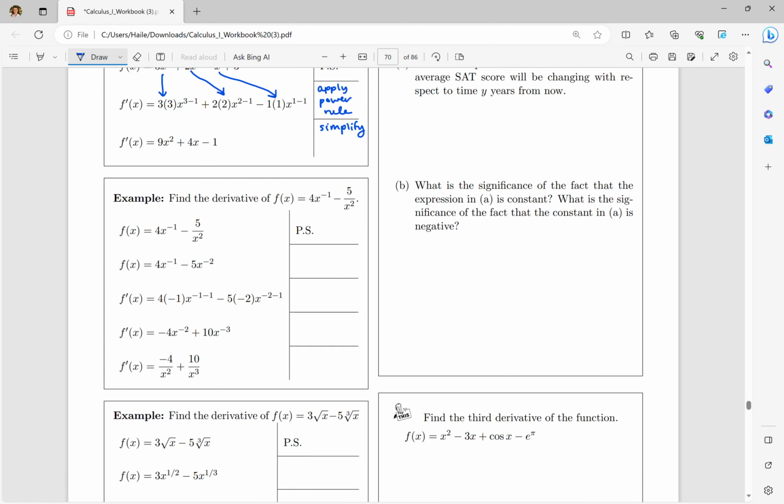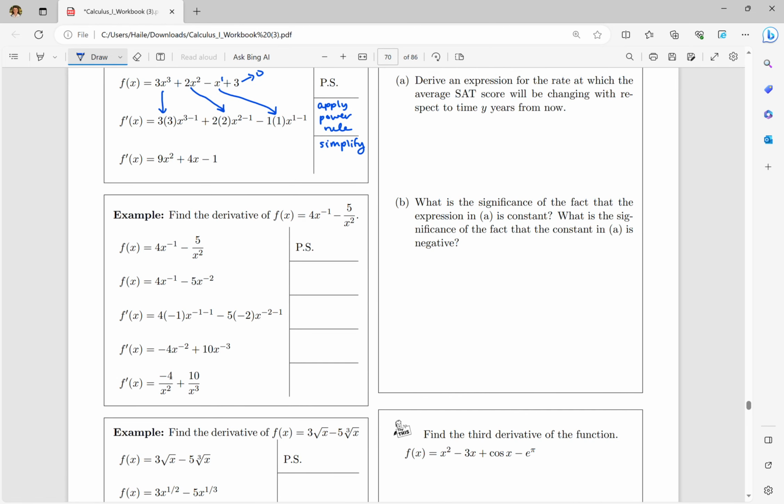Let's look at another example that gets slightly more difficult. So this time we want to find the derivative of f of x is equal to 4x to the negative 1 minus 5 over x squared. Okay, so the trick to this one is recognizing that we can rewrite certain powers of x so that we can use the power rule. So this function is given to us in a form where the power rule is not feasible as it's given, but if we change it to a slightly different form, then we can use the power rule.